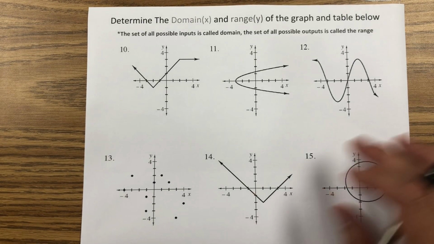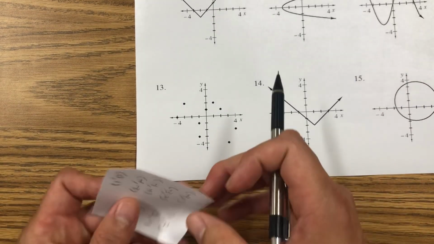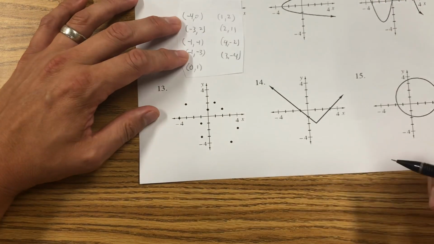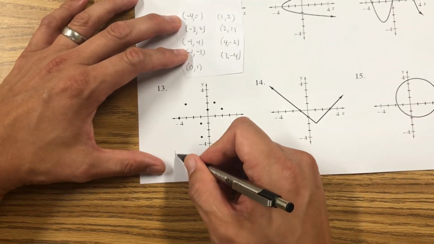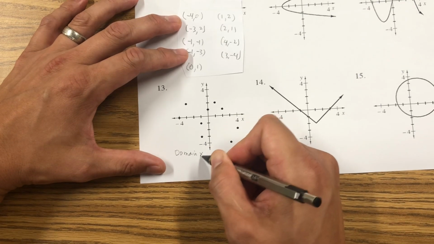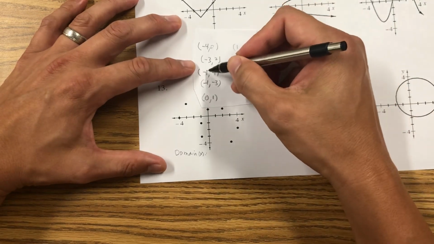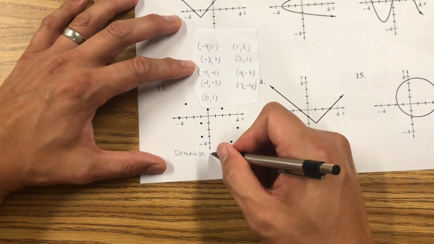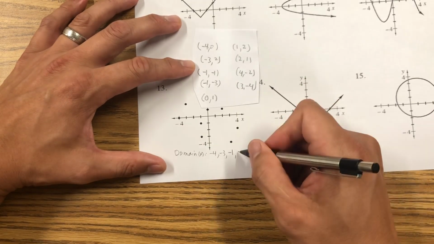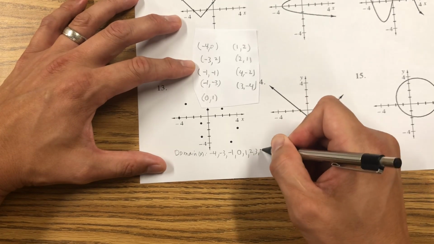Now, let's do 13 first, because 13 is very similar to your table. I actually wrote these numbers out already for you. So there's your numbers for these points there. So let's write down a domain. Your domain again is your X. All these numbers there: -4, -3, -1 is repeating, just 0, 1, 2, 3, and 4.